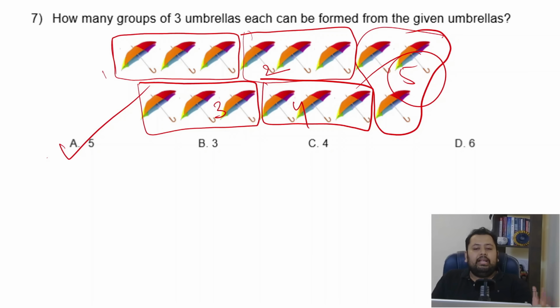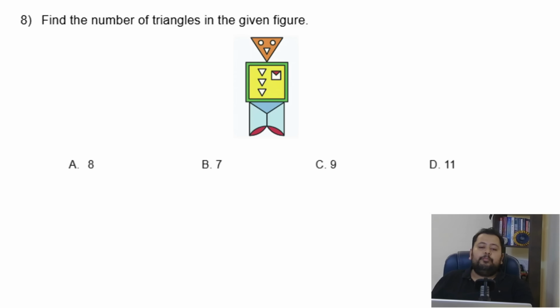So, you can create five groups of three umbrellas. I hope you got this one correct. It was an easy one as well. If you did, give yourself a star. And now we move to question number 8. Find the number of triangles in the given figure.